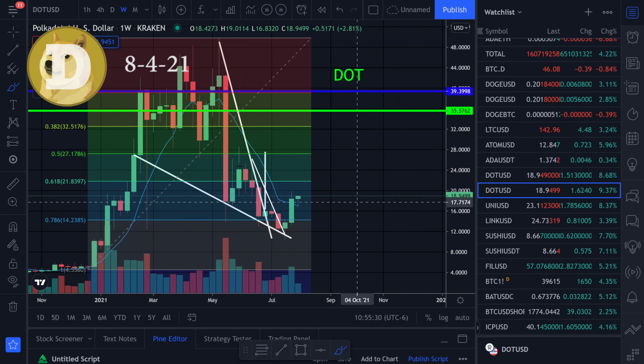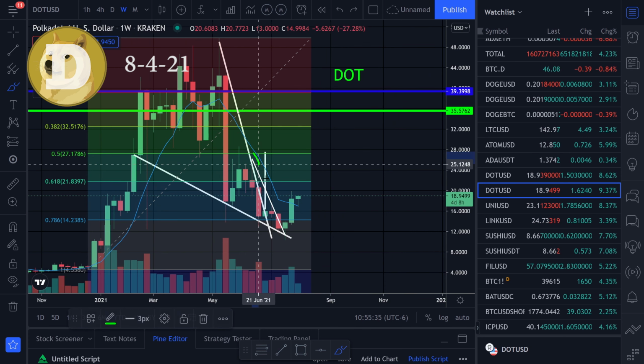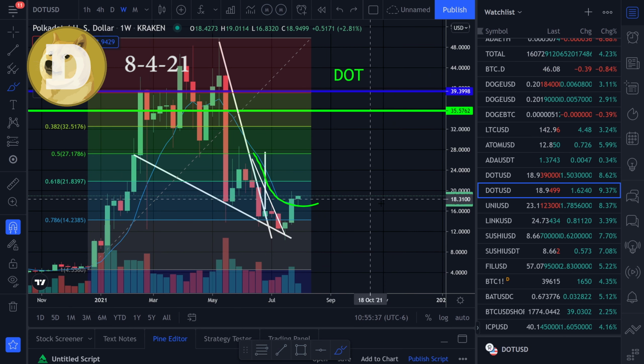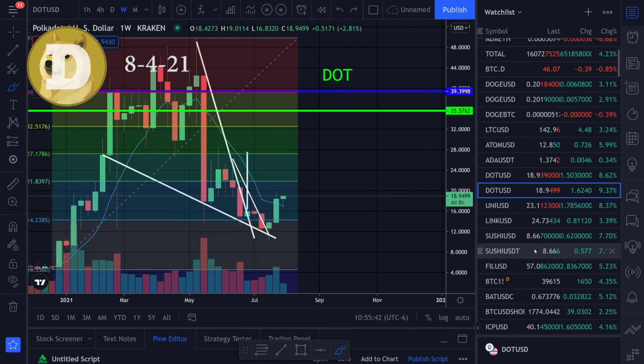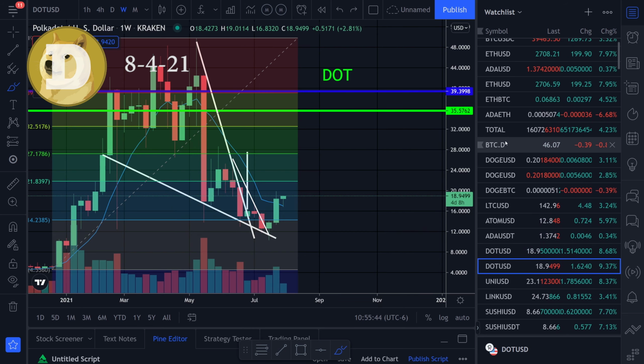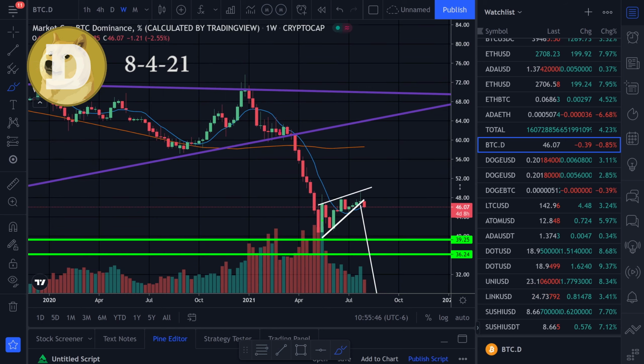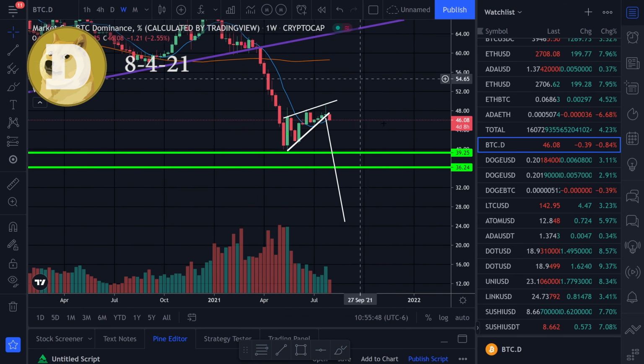Let's see what other. Polkadot was doing pretty good too. We're above the weekly 9 moving average on Polkadot as well. So yeah, some of these other coins are doing better than others. And then I guess we can probably go to the Bitcoin dominance as well. So yeah, check this out, guys.